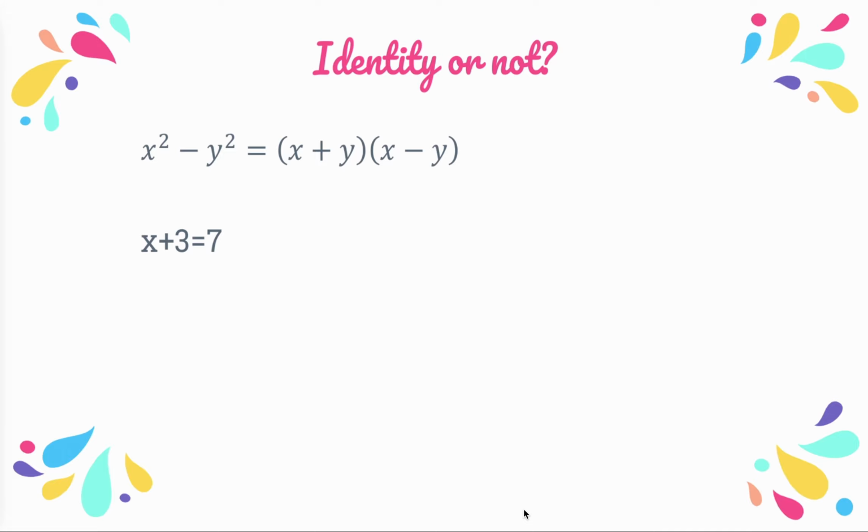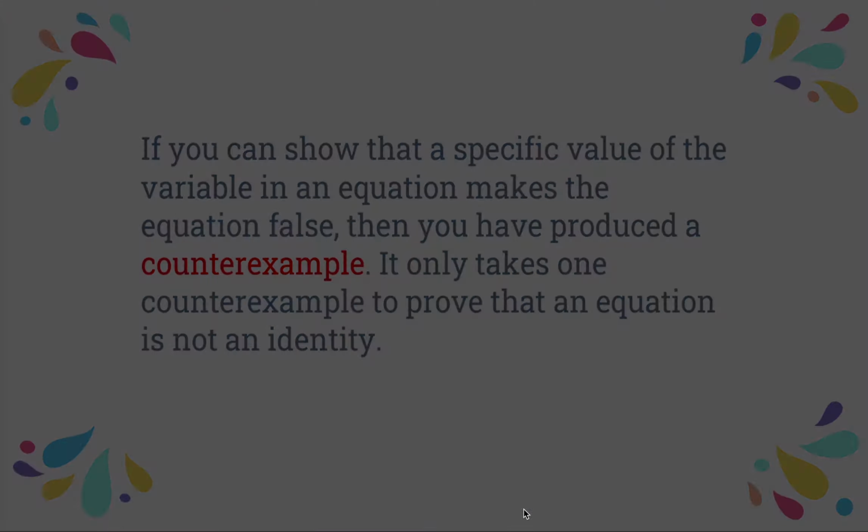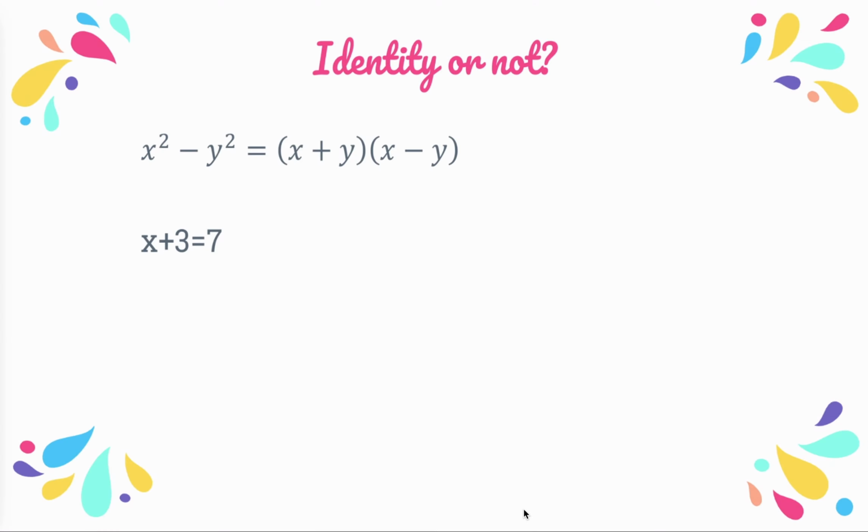So, are these identities? x squared minus y squared equals (x plus y) times (x minus y). This is an identity because this is the same as this for all values of x and y, right? This is the FOILed form of this, or the factored form. So this is always true, right? If you multiply x plus y times x minus y, you always get x squared minus y squared.